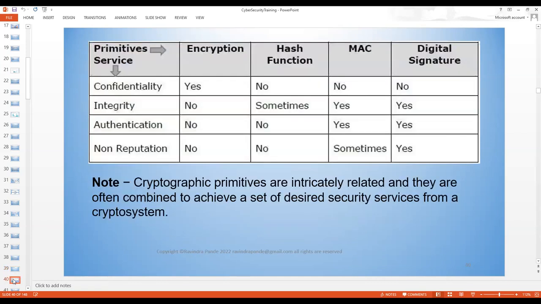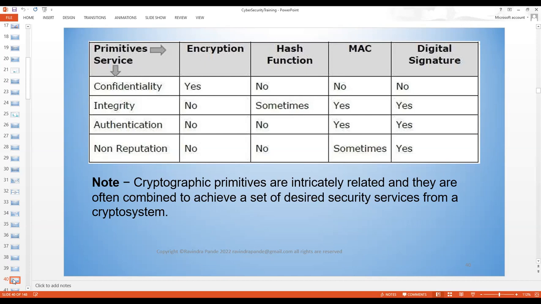Let's try to understand how these primitives are available for what type of cases or tools. So let's try to understand encryption. Encryption is just for confidentiality. Encryption doesn't ensure integrity. Then we have hash functions, where we normally try to just maintain integrity.